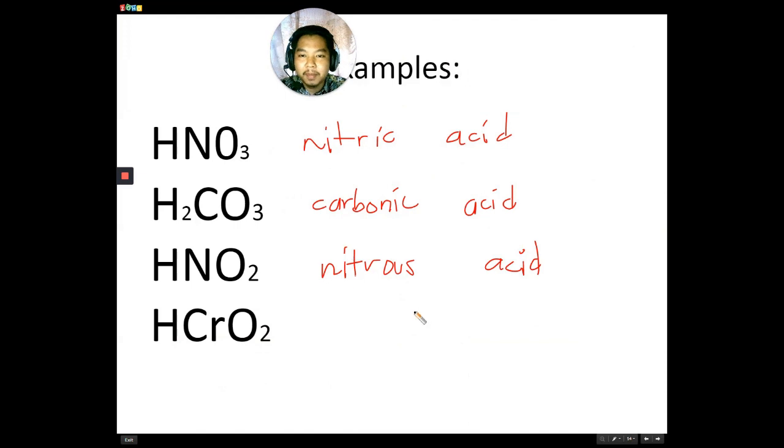Alright, that is my chromate. My chromate, diba? Pag ayaw mo mag-isa sa dorm, maghanap ka ng kasama para may chromate ka. Charlotte. So, if it's ATE, again, we use ic. So, this becomes chromic acid.